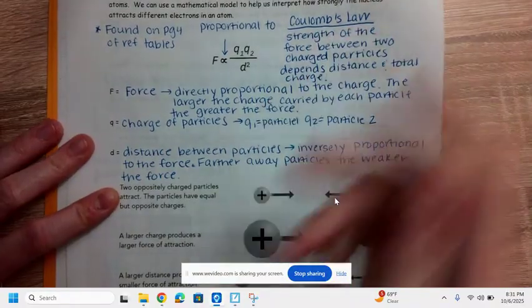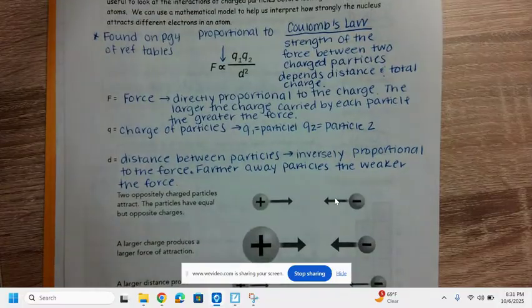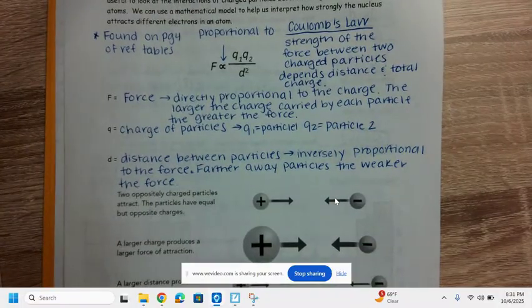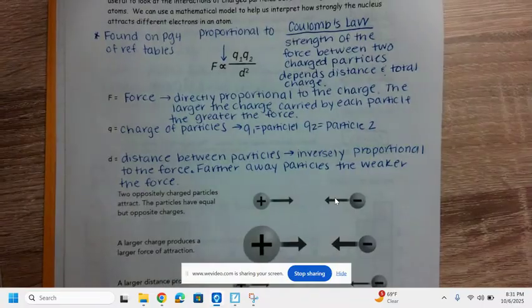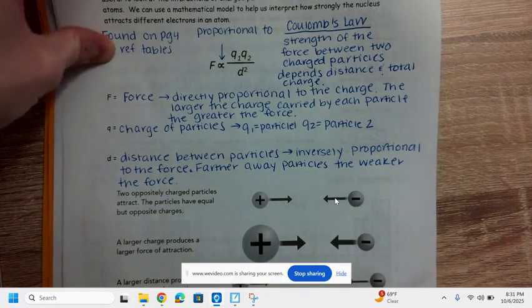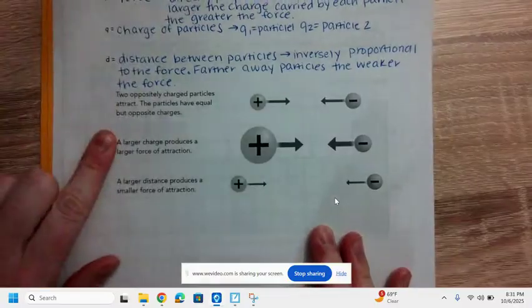That is Coulomb's law. You will just be looking at it qualitatively, not quantitatively. So you just need to know the relationship between force and total charge of the particles and the relationship between force and distance. So you can kind of see down here, we've got two oppositely charged particles.